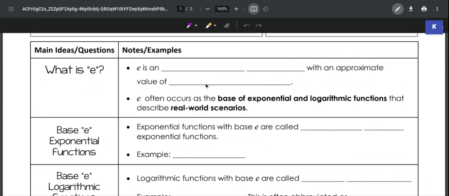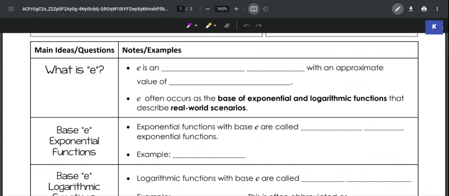So the first thing is, we're going to look at this little e here, which you may have seen sometime before, like on your calculator or something. But we're going to look at how this can change or fit into what we know about logarithms.